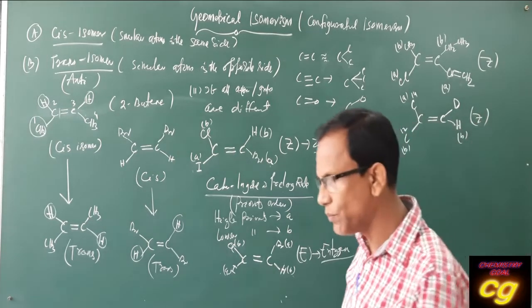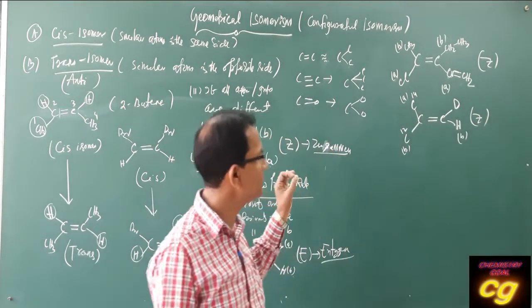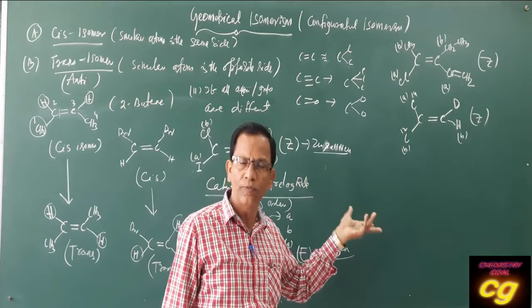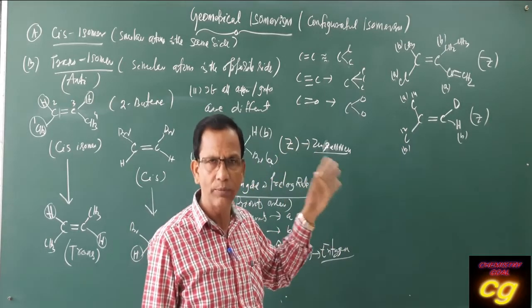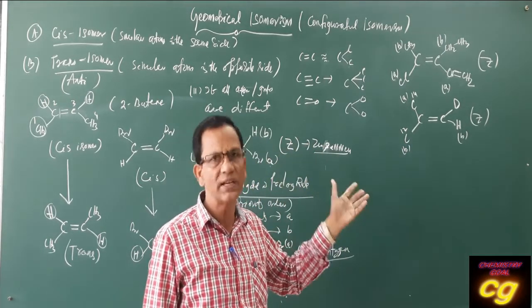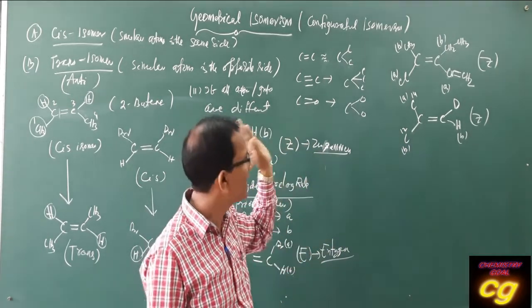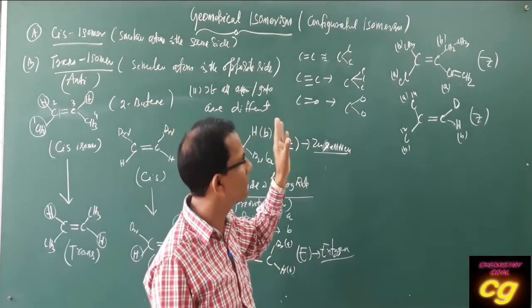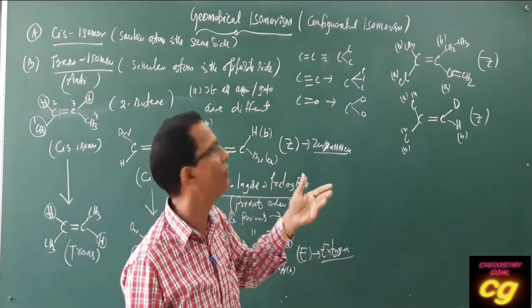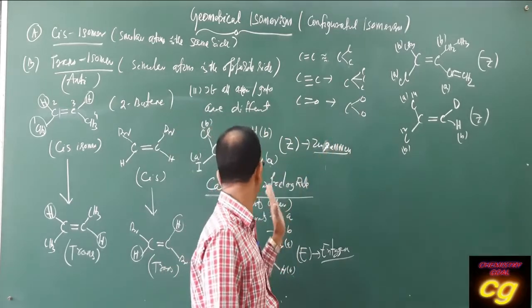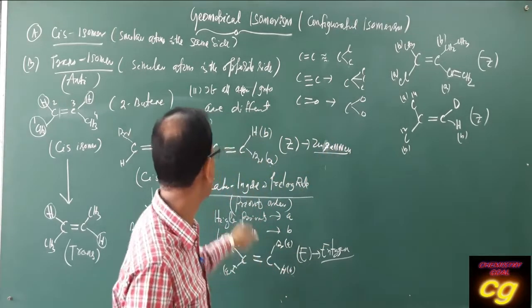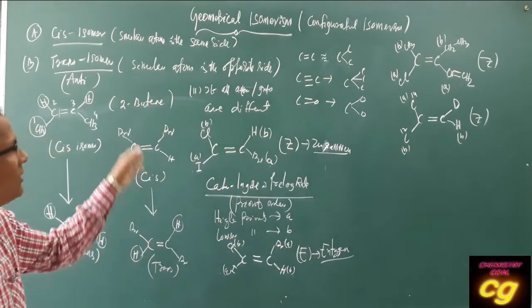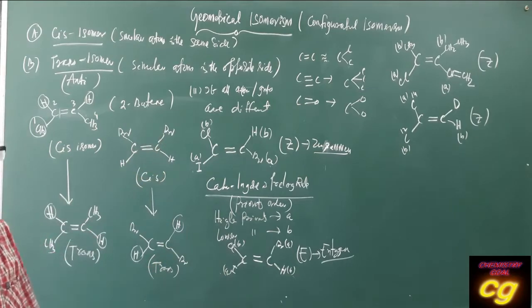So you have to consider the arrangement. First we take the preference by atomic number, then when the atomic number is the same, then atomic mass, then first you concentrate on the first bonded atom. If the first bonded atom is the same, then the next bonded atom. You have to follow this rule. So that is called your priority order rule, that is the Cahn, Ingold and Prelog rule for giving EZ notation.